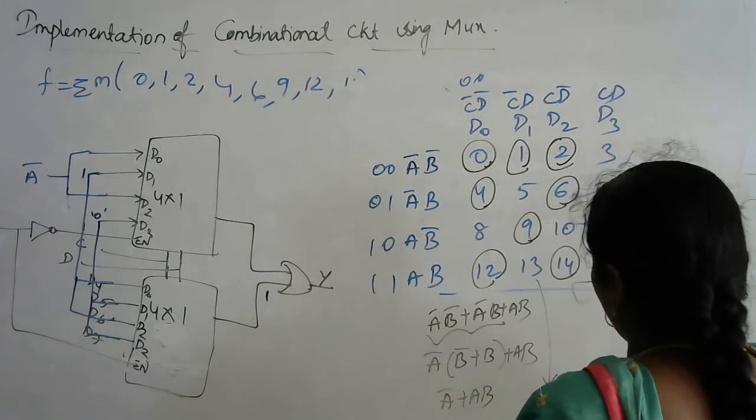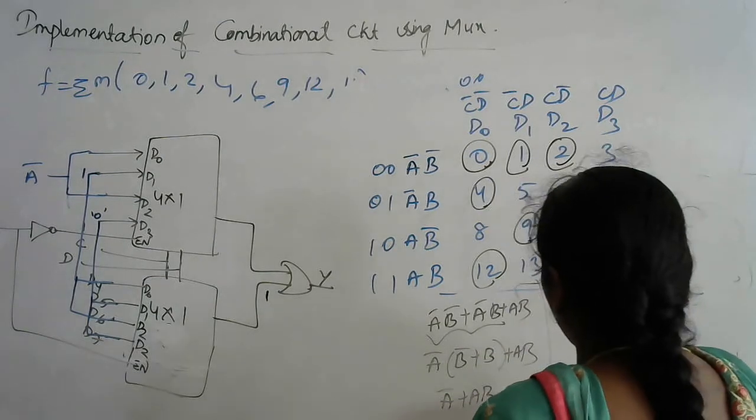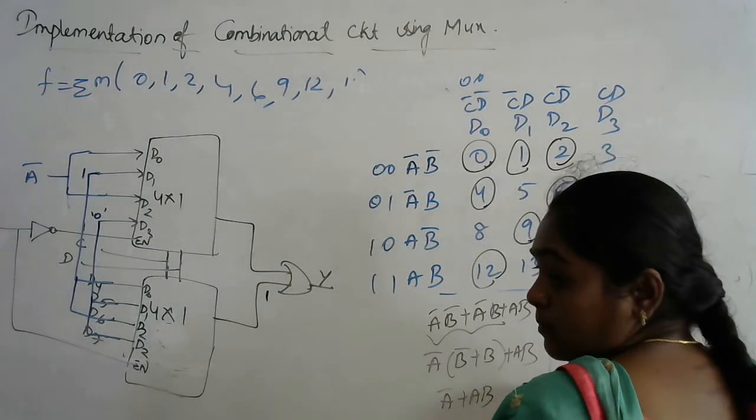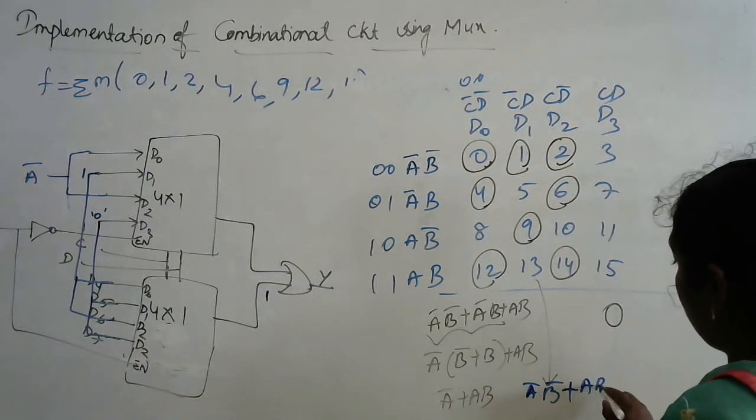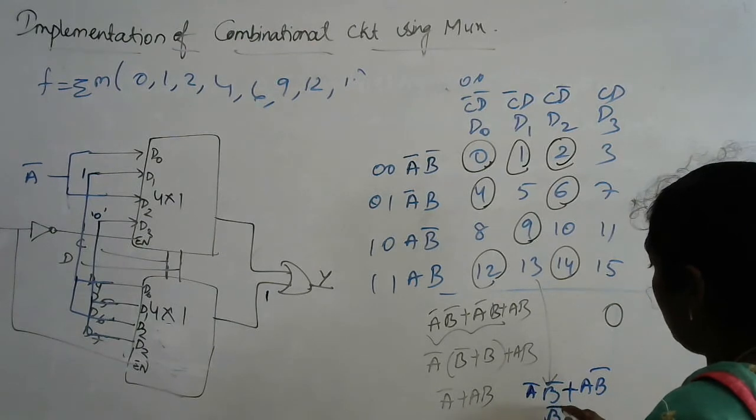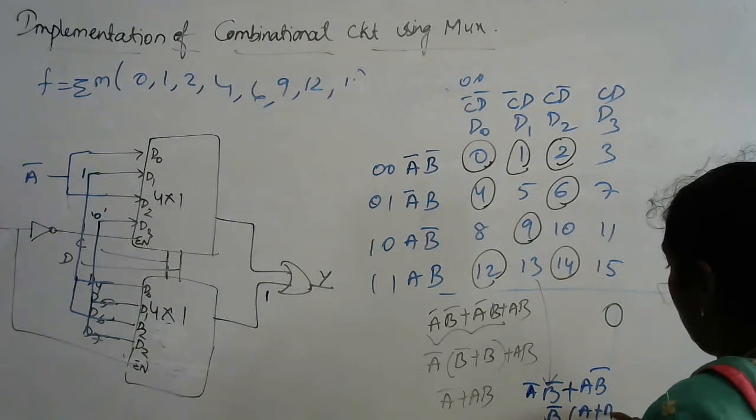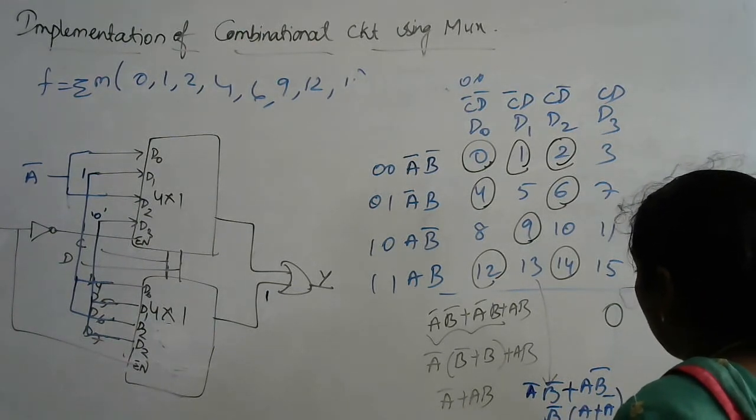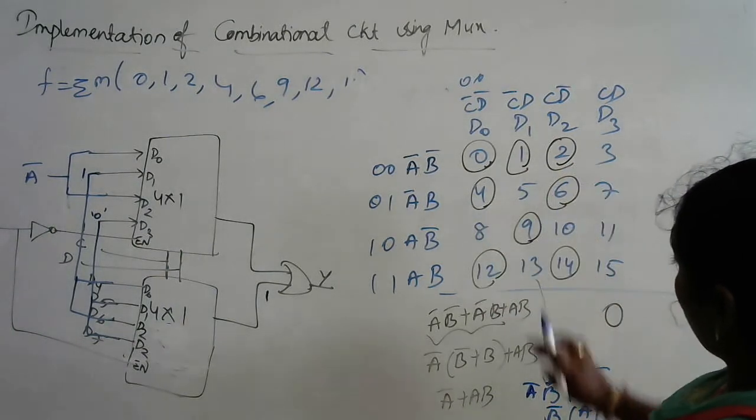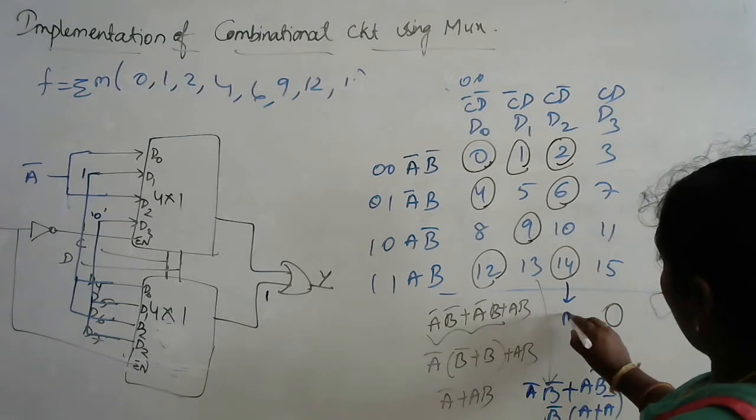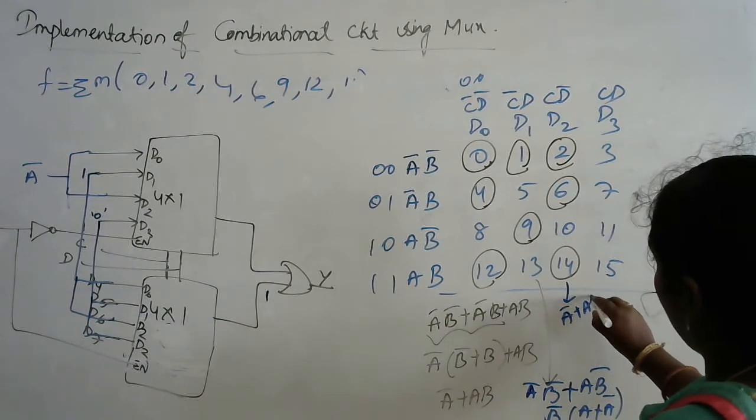For D1, which are circled, A bar B bar plus A B bar, where B bar is common. A plus A bar is 1. So D1 is B bar. Similarly, as D2 is one and the same, I can write D2 as A bar plus AB.